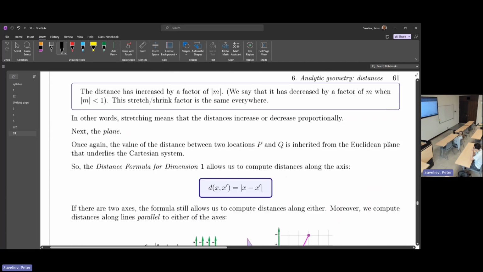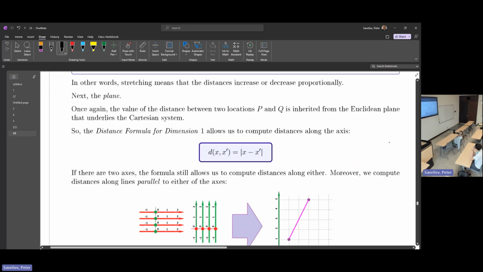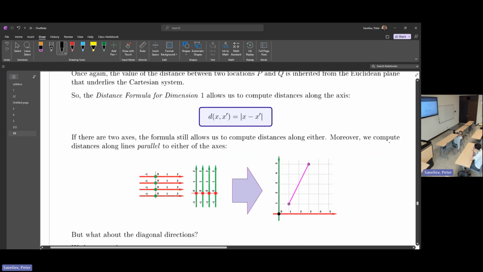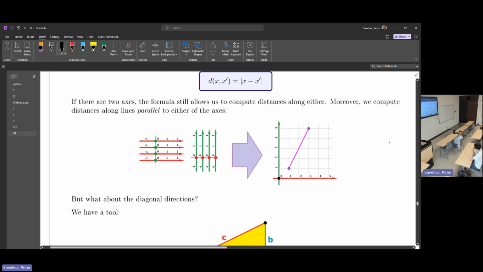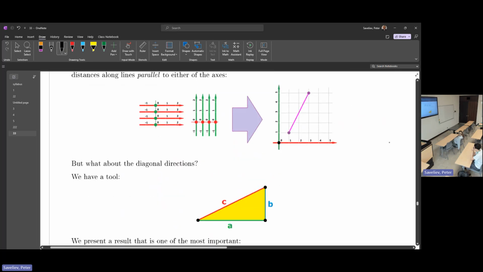That is the distance formula for dimension 1. So as you can see, what happens is that the distances in horizontal and vertical directions are changed proportionally. But if you have a diagonal direction, then the only way to find out is the Pythagorean theorem.